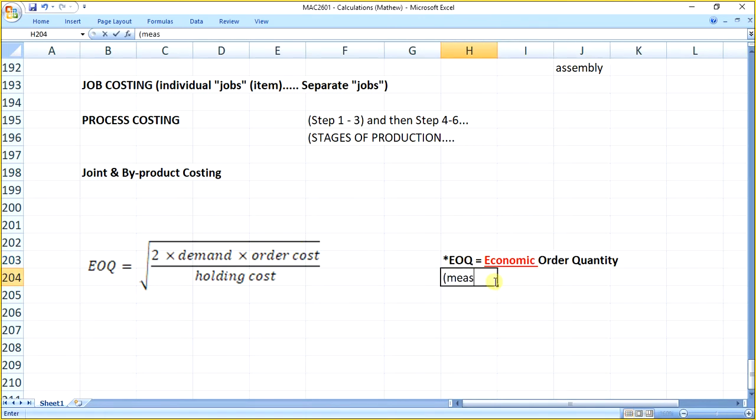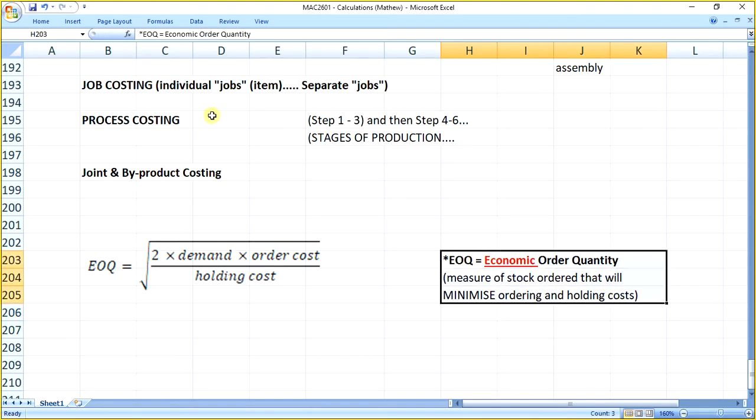what does it measure? It's a measure of stock ordered that will minimize ordering and holding costs. That's what you're looking at. Okay, that's what EOQ is for.